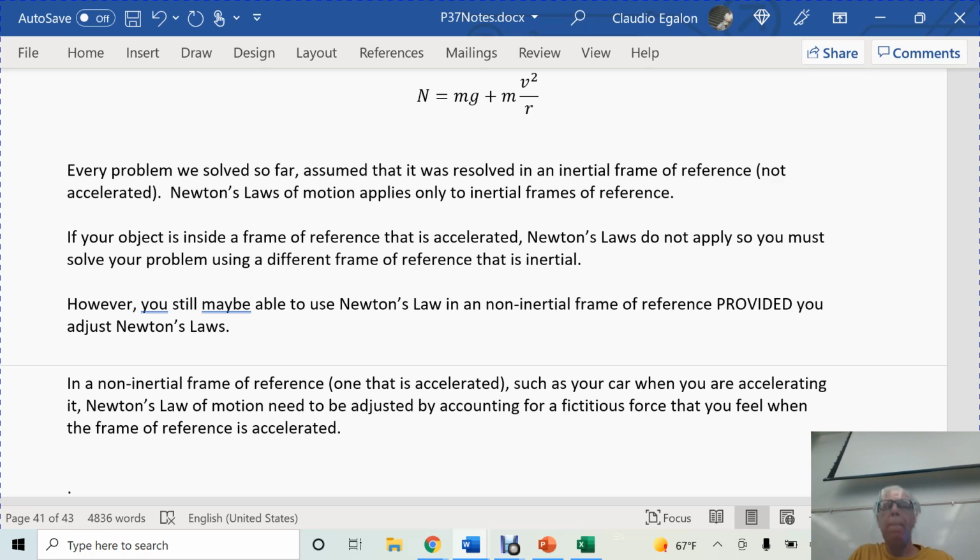Okay, this fictitious force we also call the Einstein force. Einstein studied this type of problem, so we give it a name, Einstein force, as well.